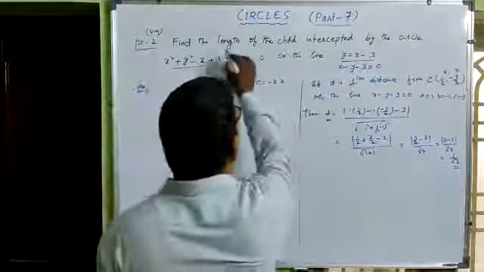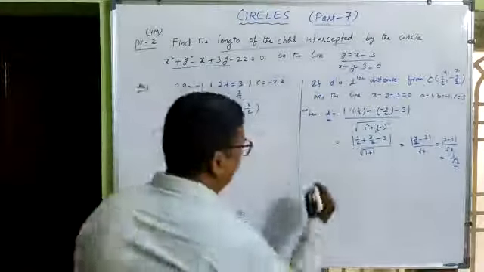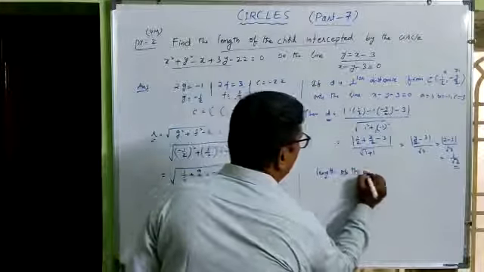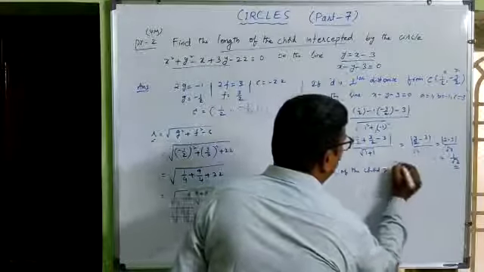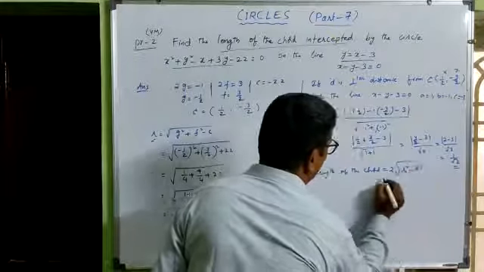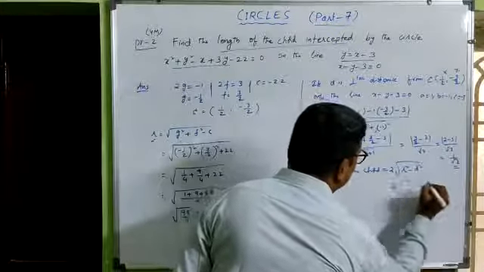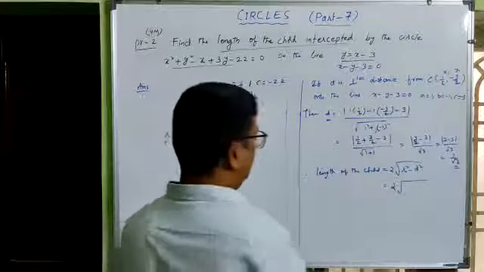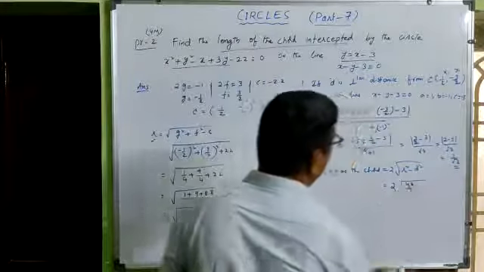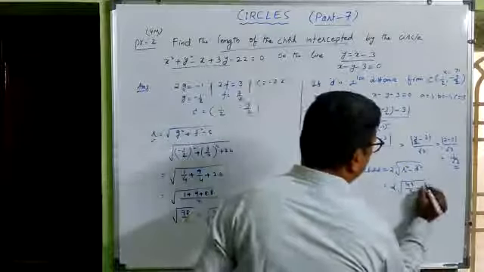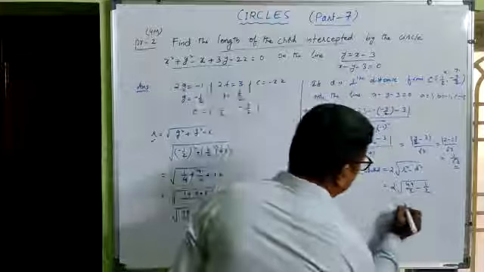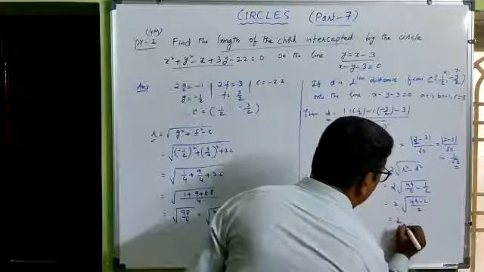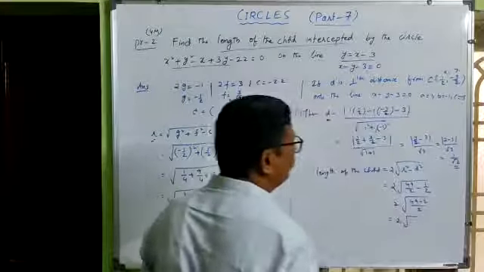Now what we have to find? Length of the chord we have to find. Therefore, length of the chord is equal to 2 root R square minus D square. So that is 2 root, what is R square? R square is 7 by root 2 whole square. That means 49 by 2 minus D square, D is 1 by root 2 whole square, that is 1 by 2. So this is equal to 2 root 49 minus 2 by 2. This is nothing but 49 minus 2.